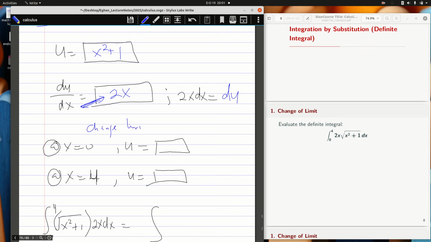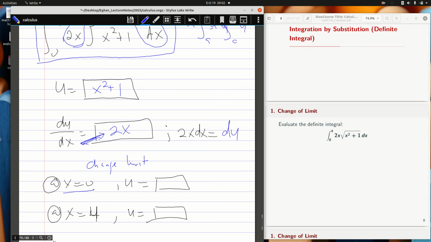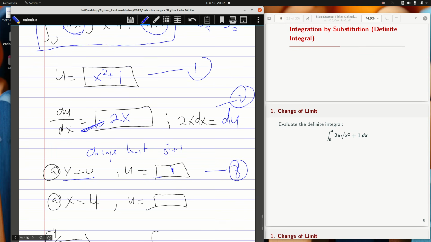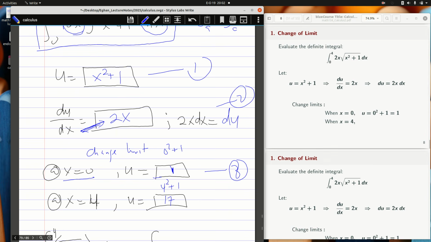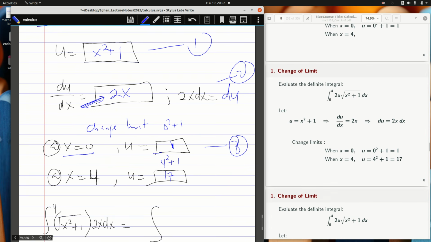points given. At x equal to 0, what do we get for u? Don't forget u is here, so equation 1, equation 2. I'll label this as equation 3. It means that my u is going to be 0 squared plus 1, which is 1. At x equal to 4, I'm going to get 4 squared plus 1, which is 16 plus 1, which is 17. Let me check my slides if I'm right. Yes, I'm right, it's 17. I'm taking it from equation 1.